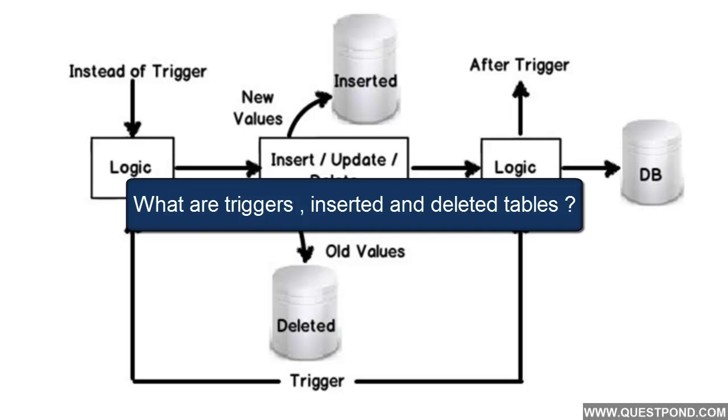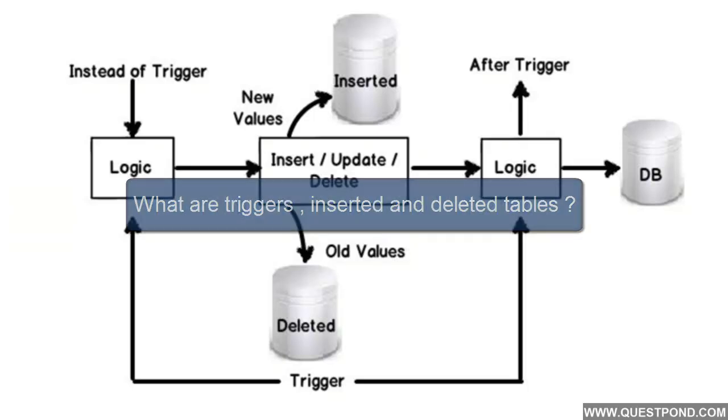In this video, we'll talk about what exactly are triggers and in what scenarios we should be using them. And while we do that, we'll talk about two important types of tables. One is called the inserted table and the other one is called the deleted table. Also, we'll talk about two different kinds of triggers, called the instead of trigger and the after trigger. So let's first start this video by describing what exactly are triggers.